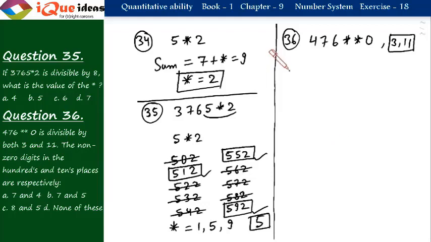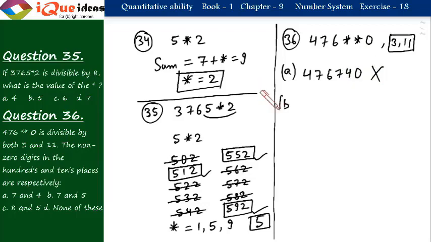Let's say if you take the first option as 7 and 4, you put in place of star. So 476740, and check whether it is divisible by 3 or not. So 4 plus 7 is 11, 11 plus 6 is 17, plus 7 is 24, plus 4 is 28. This number is not divisible by 3. So this option is itself wrong.